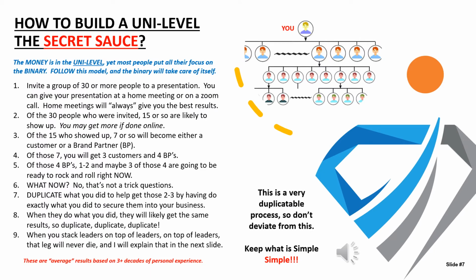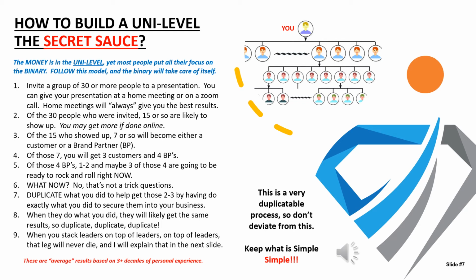Okay, now that you know what a UniLevel is, let's talk about how to build one. And that process is what I call the secret sauce. If I can reiterate anything about this slide, it is that the money is in the UniLevel. Again, the money is in the UniLevel, yet most people will focus on their binary. Since we are a hybrid and we have a binary and a UniLevel combination, the money is in the UniLevel, and that's where you should focus. When you follow this model, the binary will take care of itself.